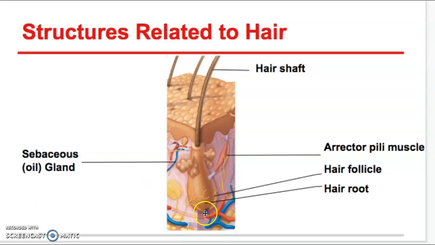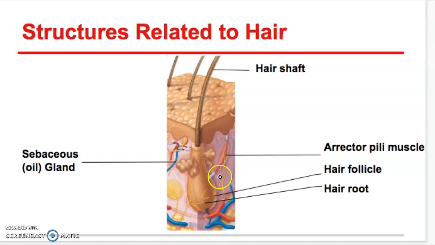The follicle is where the root of the hair is anchored, and from the root, the hair shaft is going to grow out. Attached to the follicle, we have sebaceous glands, which is just the scientific way of saying oil gland. Oil glands secrete oil, and it goes along the hair shaft, and that's why our hair gets greasy if we don't shampoo very regularly.